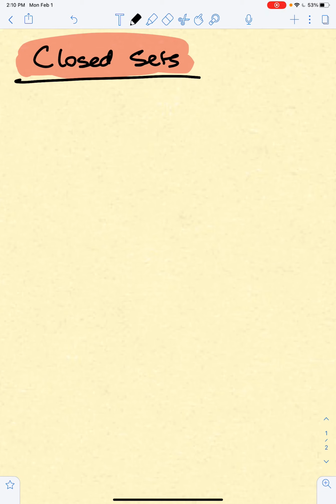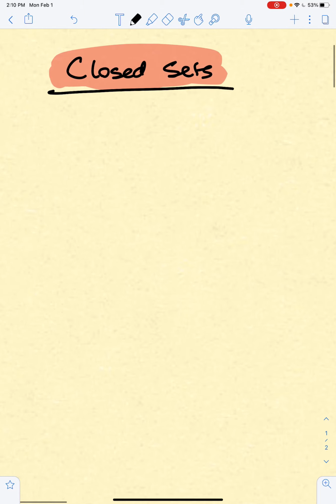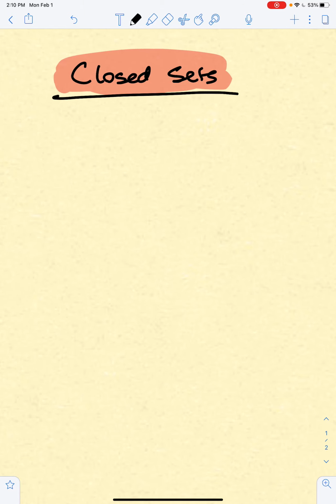Hi, everybody. I kind of disagree with how the structure of the book goes from here. There are certain things I want to do in a different order, so I'm jumping ahead a little bit to closed sets. I think this is actually section 17.